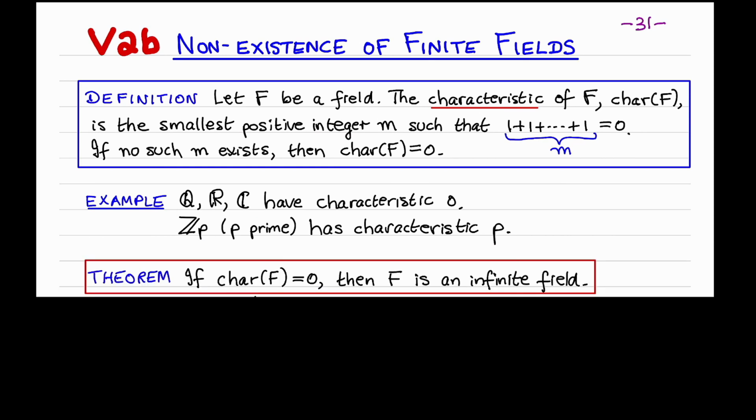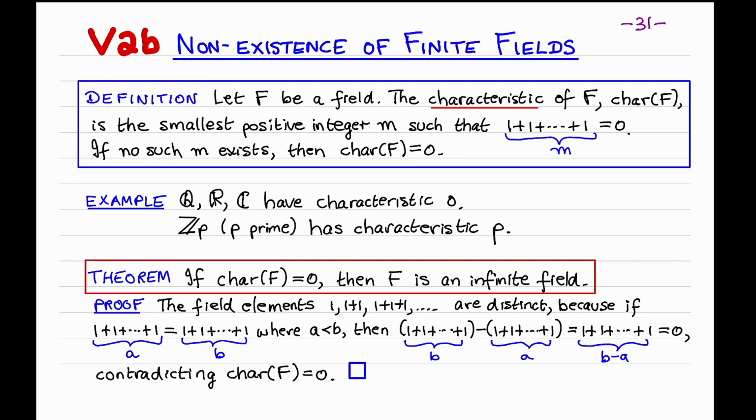I'll next prove two properties of the characteristic of a field. The first property is that if a field has characteristic 0, then F is an infinite field. In other words, all finite fields have non-zero characteristic. To prove this, I'll consider the list of elements you get by adding 1 to itself repeatedly. This list contains the element 1, 1 plus 1, whatever that is, 1 plus 1 plus 1, and so on. I claim that the elements in this list are distinct.